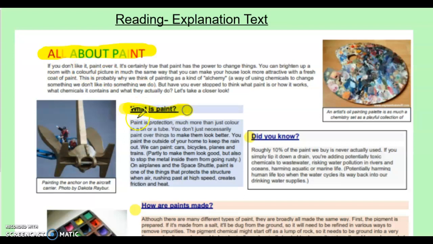What is paint? Paint is protection, much more than just colour in a tin or a tube. You don't just necessarily paint over things to make them look better. You paint the outside of your home to keep the rain out. We can paint cars, bicycles, planes and trains, partly to make them look good, but also to stop the metal inside them from going rusty. On airplanes and the space shuttle, paint is one of the things that protects the structure when air rushing past at high speed creates friction and heat.